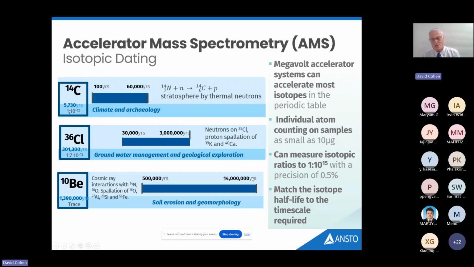We can also measure isotopic ratios. So for carbon-14, we can measure the isotopic ratios of carbon-12, 13, and 14 to typically 1 part in 10 to the 15 atoms, right? And we can do this with a precision of 0.5%. So if you do 0.5% at 60,000 years, you're starting to get down to very accurate isotopic dating techniques. And as I've said, the aim is to match the isotope half-life to the time scale that you want to measure. And that is accelerator mass spectrometry. It's been around since the mid-80s, and it's quite a powerful technique.